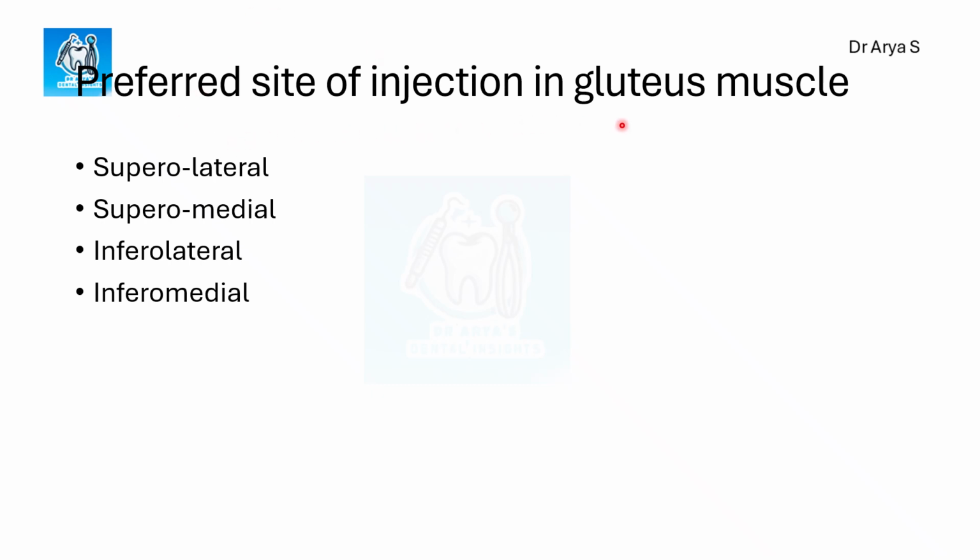Preferred site of injection, gluteus muscle. So in gluteus muscle, which is the preferred site of injection? Is it superolateral, supramedial, inferolateral, or inferomedial? Here the answer is superolateral. So superolateral is the preferred site of injection, gluteus muscle.